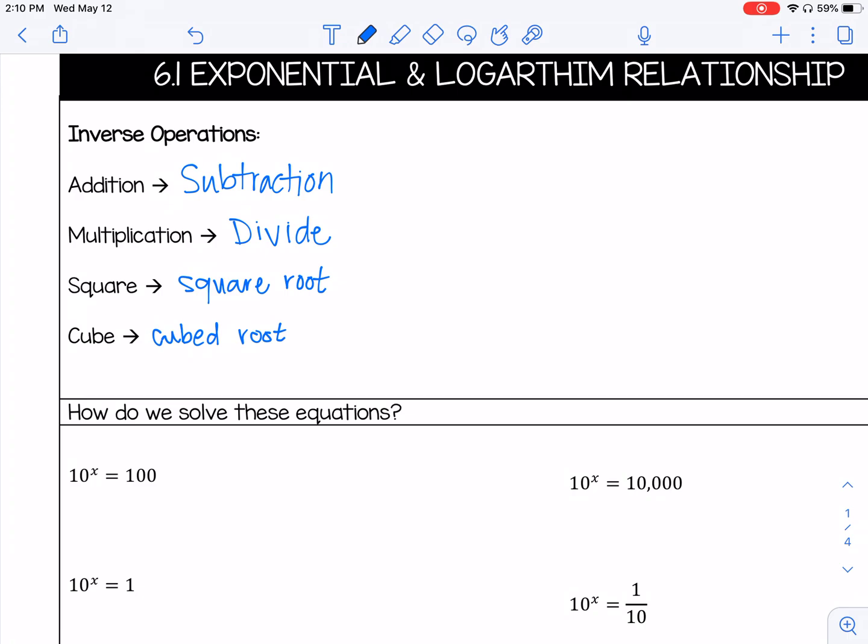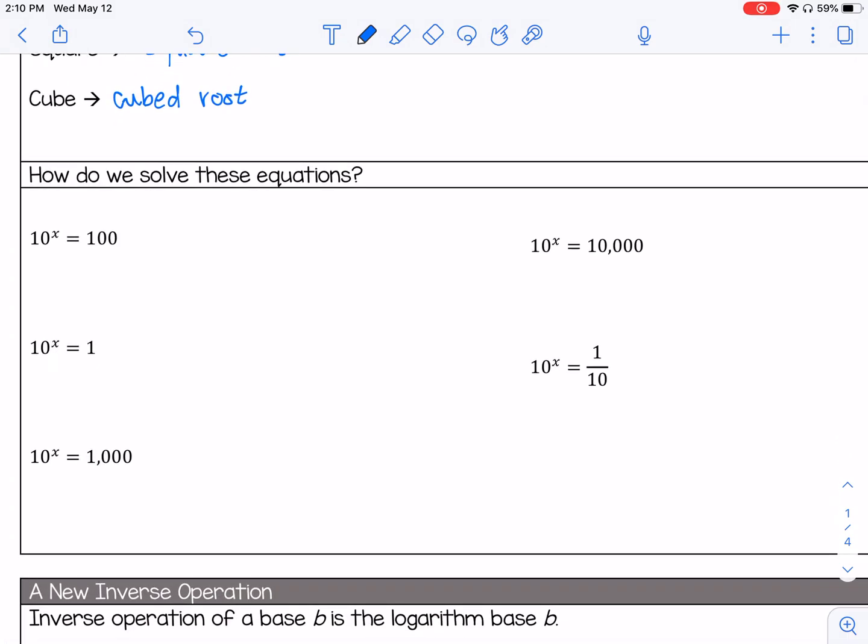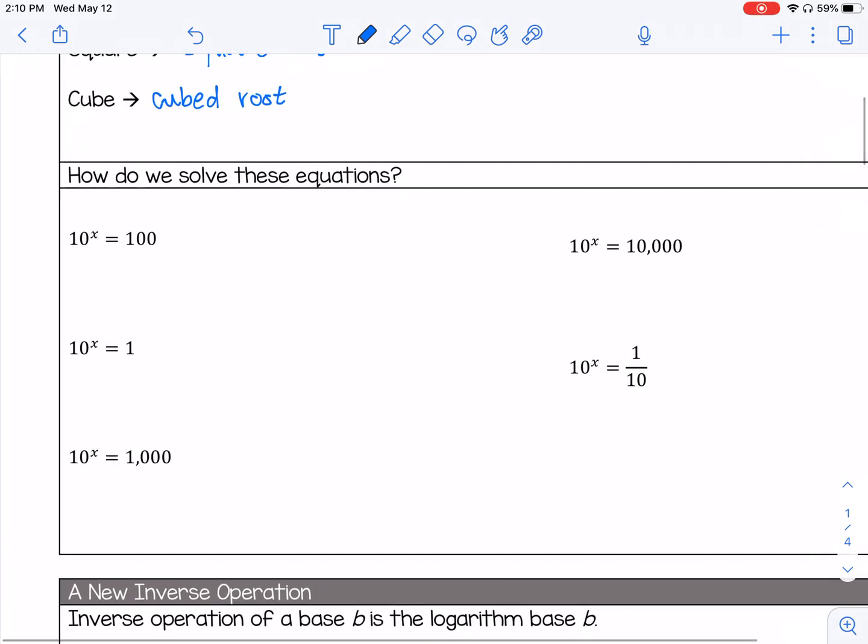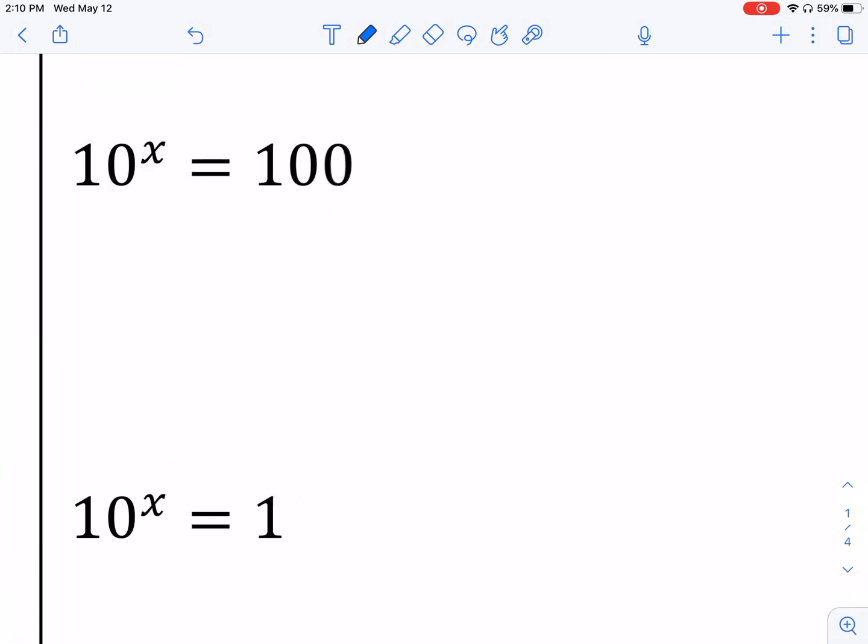But how do we solve equations that look like these? 10 to the x equals 100? This is really saying 10 to what power is 100? Well, 10 squared is 100. So our x is equal to 2.